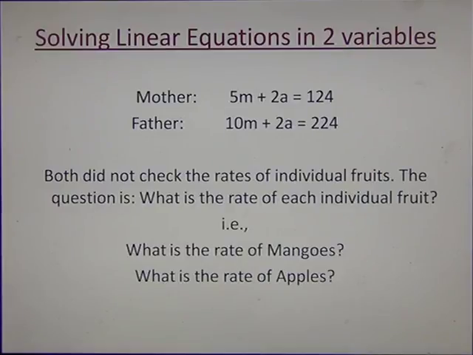So the equations we get are: mother buys 5 mangoes and 2 apples for 124 rupees and father buys 10 mangoes and 2 apples for 224 rupees. It should be noted that both did not check the rates of the individual fruits, and we are posed with the question of finding these rates.